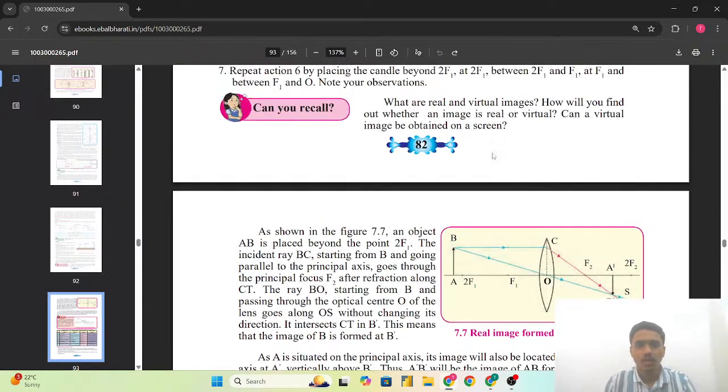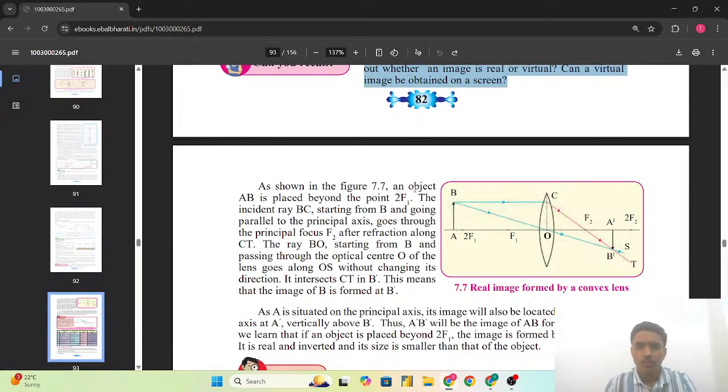यहाँ पर जो है, what are the real and the virtual images? How will you find out whether an image is real or virtual? Can a virtual image be obtained on a screen? So these are all the questions, think about all these stuff.